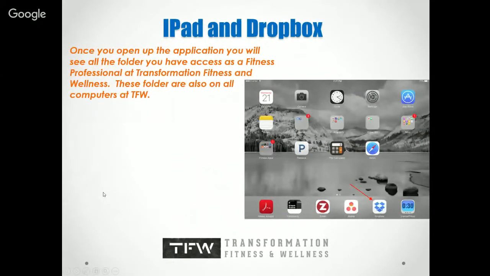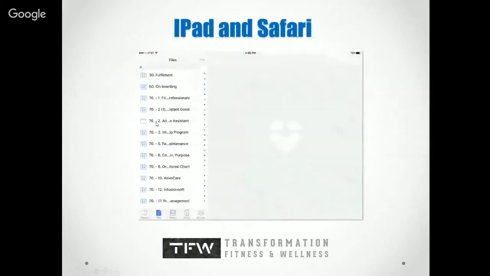And then the Dropbox is going to be another important component because Dropbox is hooked up. All of our stuff and information through TFW is saved on the Dropbox. Once you open the application, you will see the folders. You can access fitness professionals, transformation, fitness, and wellness. The folders are also on all the computers, obviously, and should be labeled the same. So it's like fulfillment, onboarding, fitness professional. This is what it looks like from the iPad, and you can go in here and find your individual folders and information.